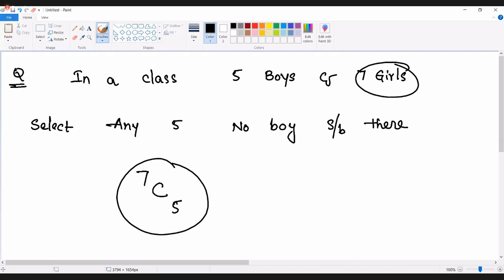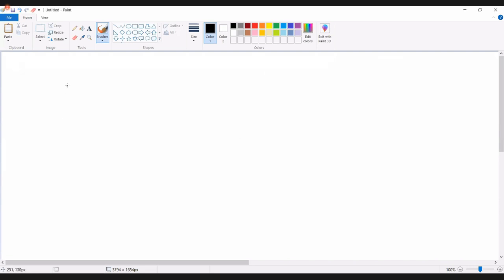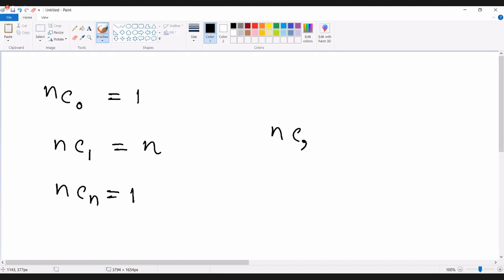So whenever you are trying to calculate, do remember these points. NC0 is always equal to 1. NC1 is equal to n. NCn is equal to 1. NC2 is going to be n into n minus 1 by 2. You can use this for faster calculation.